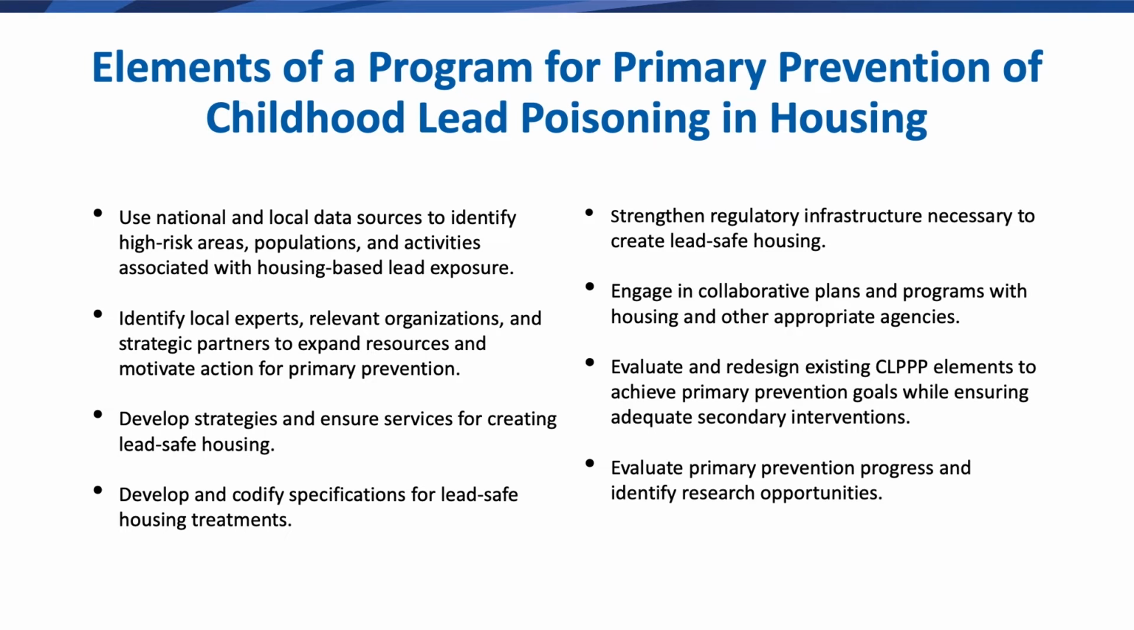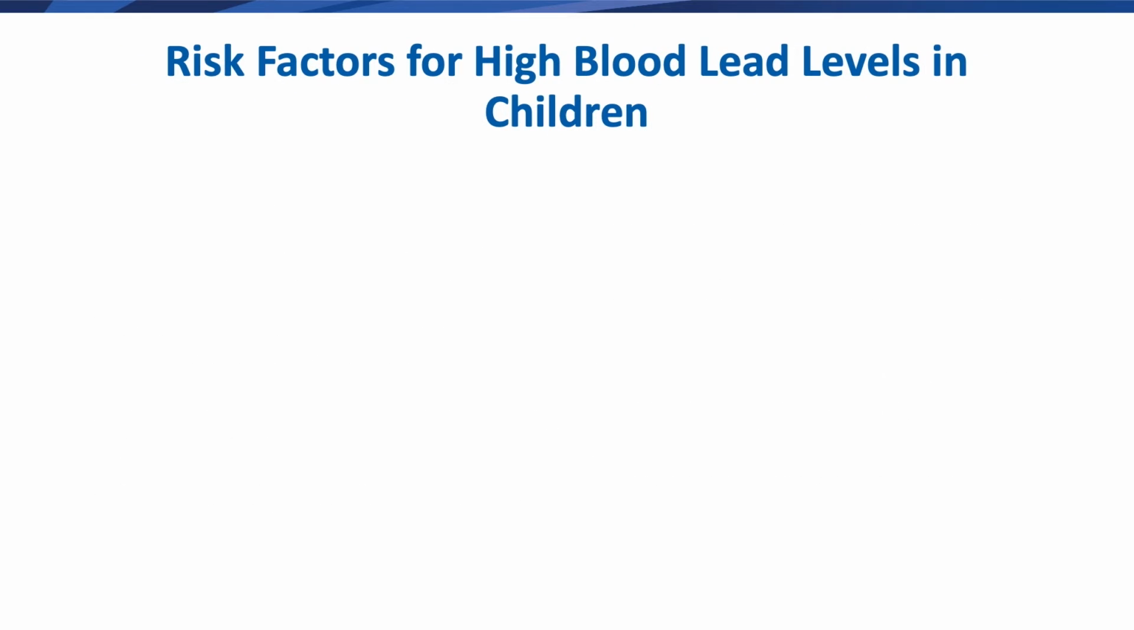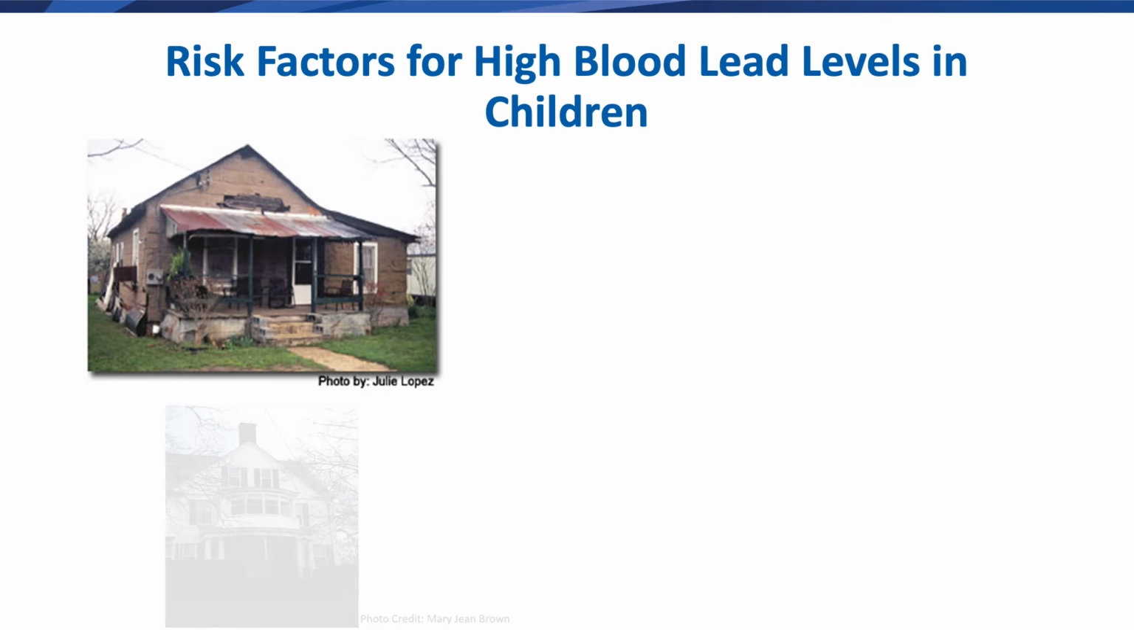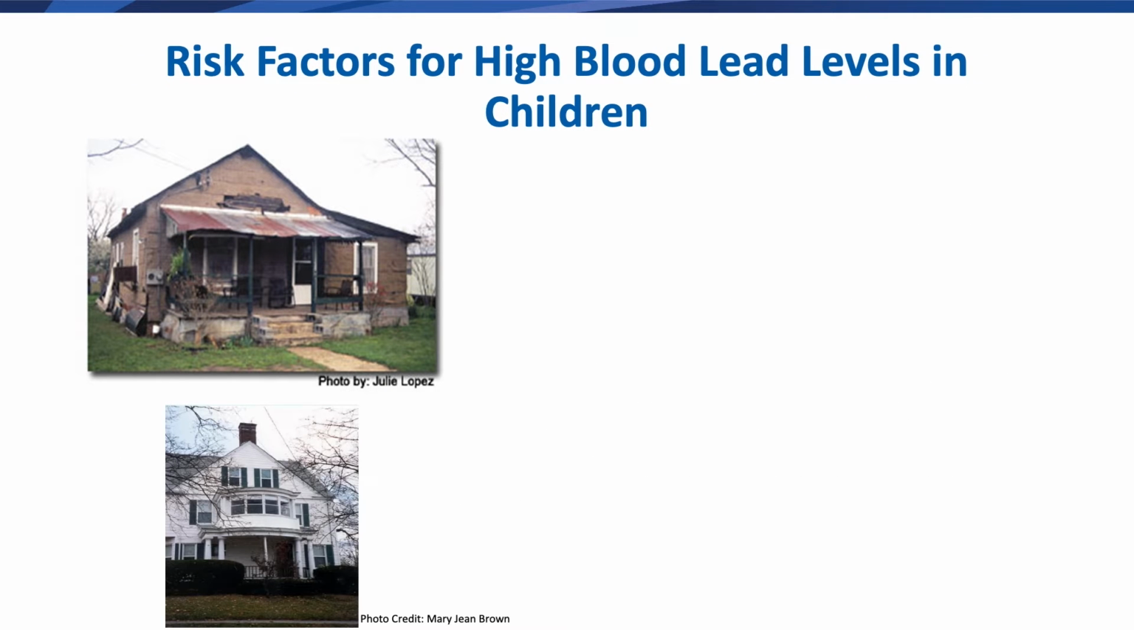Then, evaluate primary prevention progress and identify research opportunities. With comprehensive, well-thought-out plans, you'll be able to evaluate progress, make course corrections if necessary, and identify research opportunities to inform decision-making. This slide presents common risk factors for high blood lead levels. There are 3 major categories of risk factors: housing, health conditions, and demographic factors.